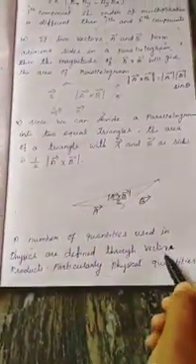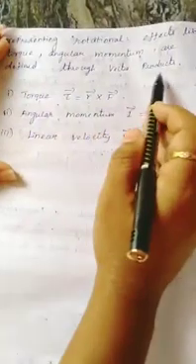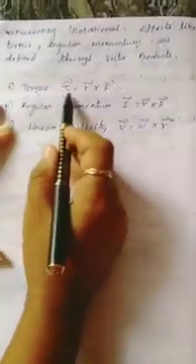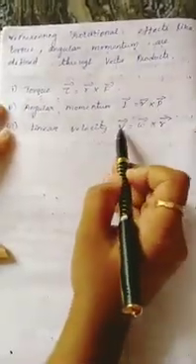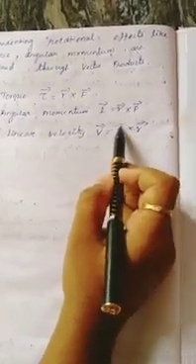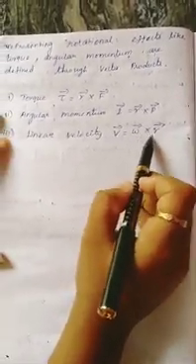A number of quantities used in physics are defined through vector products, which means rotational effects like torque and angular momentum are defined through vector products. So torque is equal to r vector cross F vector. Angular momentum, that is L vector, is equal to r vector cross p vector. So linear velocity v vector is equal to omega vector cross r vector. We will see later.